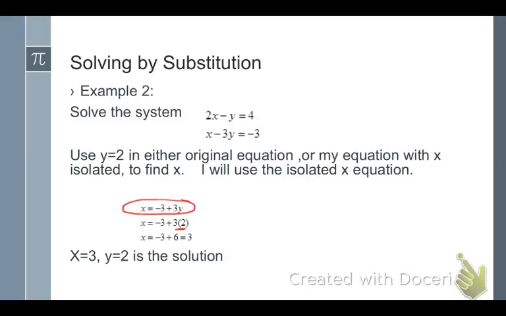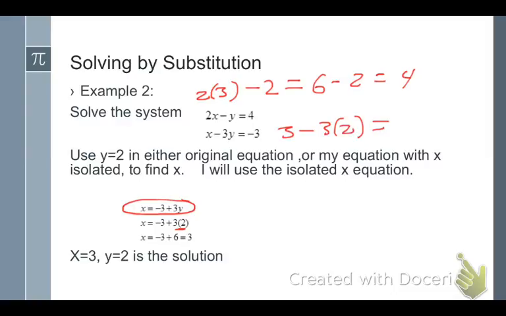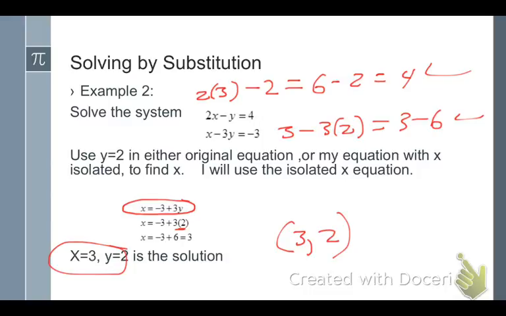And if I put in x is 3, y is 2 into my first equation, I should get 4. And I get 6 minus 2, and that is indeed equal to 4, so that seems to work there. If I put x is 3, y is 2 into the second equation, I should get -3. So I get 3 minus 6, and that indeed is -3. So yes, this is a true solution. X is 3, y is, I'm sorry, y is positive 2. X is 3, y is 2. We often write that as a point, and there's how you solve that one. Now this system we started with works well with substitution because we could easily isolate an x.